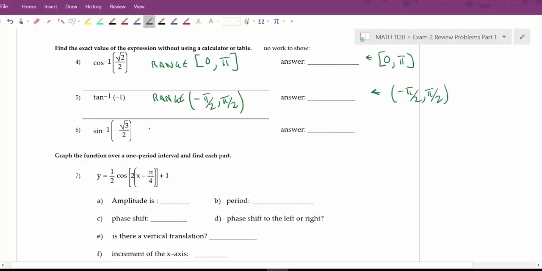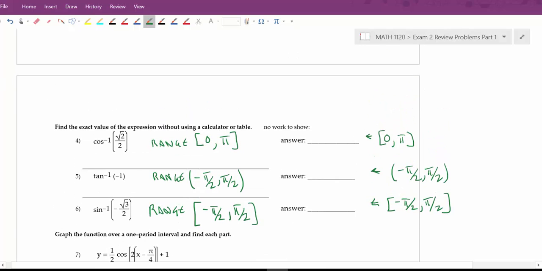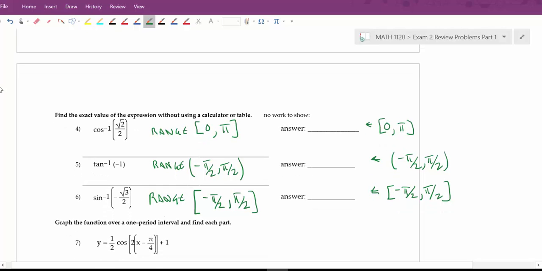Okay, and then the range of the inverse sine is almost like the inverse tangent, except it's a closed interval. Okay, so you can have pi over 2 and -pi over 2 as an answer. So just be sure that when you give these answers, you're giving them in the correct range. Okay, and then basically these problems boil down to just doing a unit circle. Okay, so I'm going to erase these things. Those were just kind of reminders.